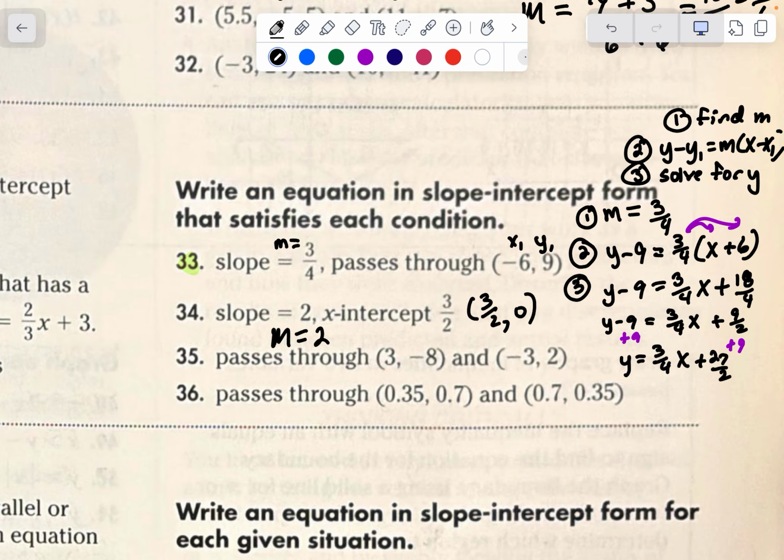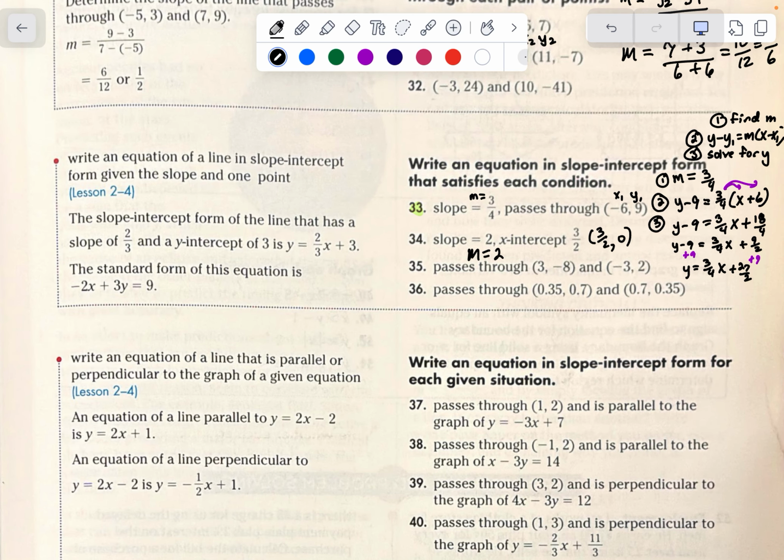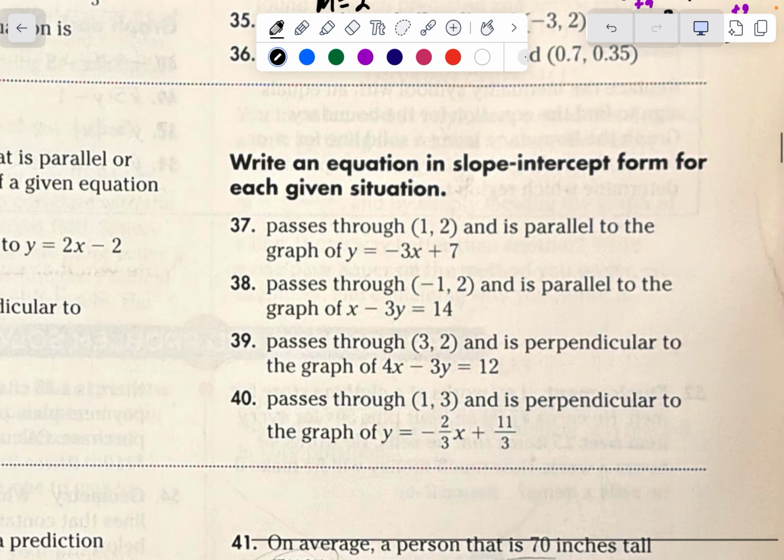3 steps. Find the slope, use the point slope equation, and then solve for y. Okay. Now, 37 through 40, I want to do one that's parallel and one that's perpendicular. So let's do 37 and 39.